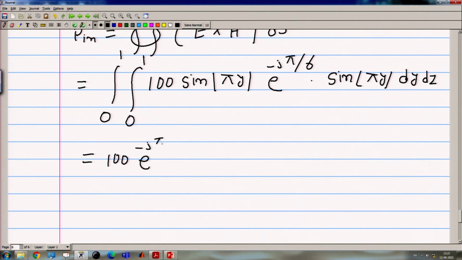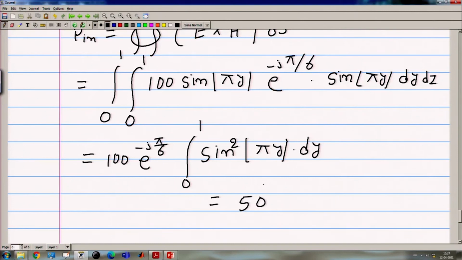After this we can do the integration. 100 will come outside, e to the power minus j pi by 6 will come outside, and from 0 to 1 sin square pi y will give 1 by 2, and the dz integration will be 1. So, the value is 50 e to the power minus j pi by 6.